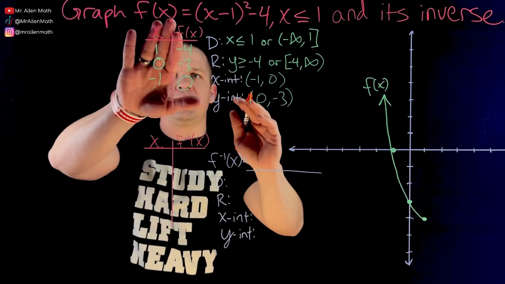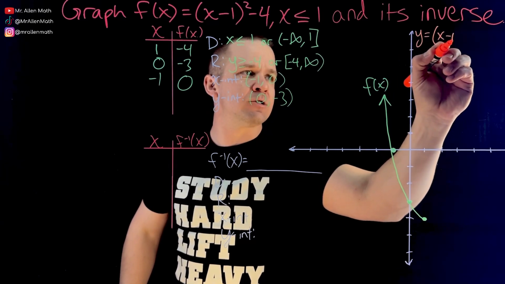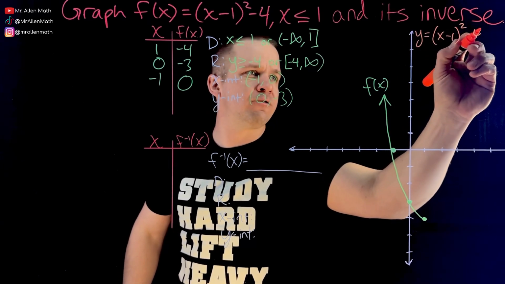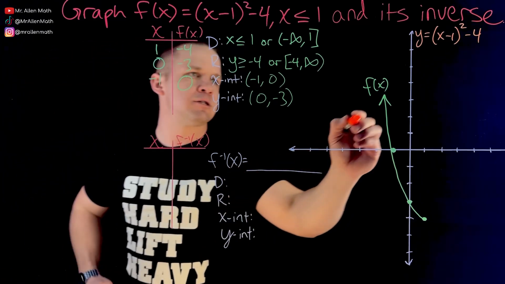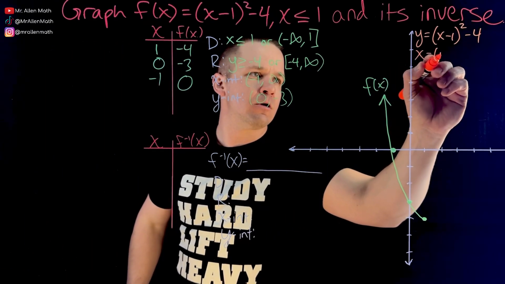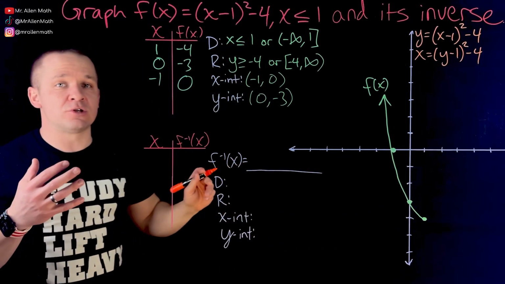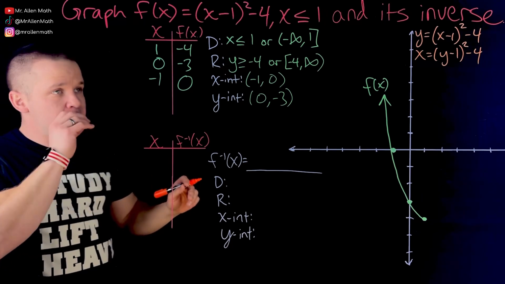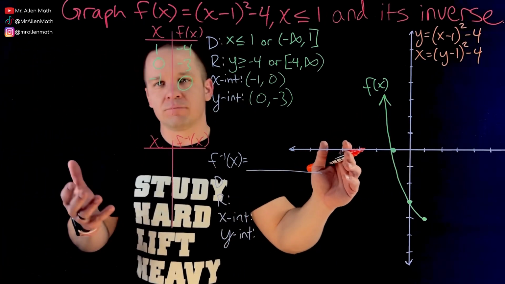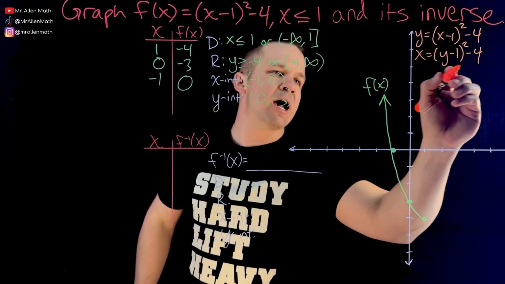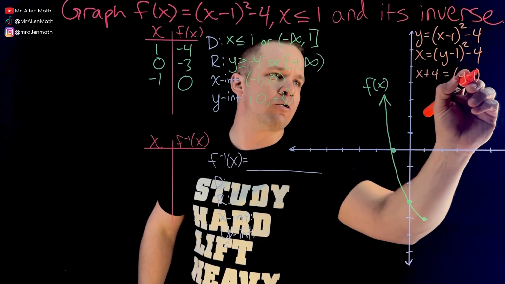We'll have this function originally written as y equals x minus 1 squared minus 4. But to find my inverse, I need to switch my x and y. So I'll have x equals y minus 1 squared minus 4. And now I'm going to resolve it for y. So I'll add 4 first. There's a few steps we've got to do here. You've got to do them in the right order, as is tradition in mathematics. So add 4, I'll get x plus 4 equals y minus 1 quantity squared.